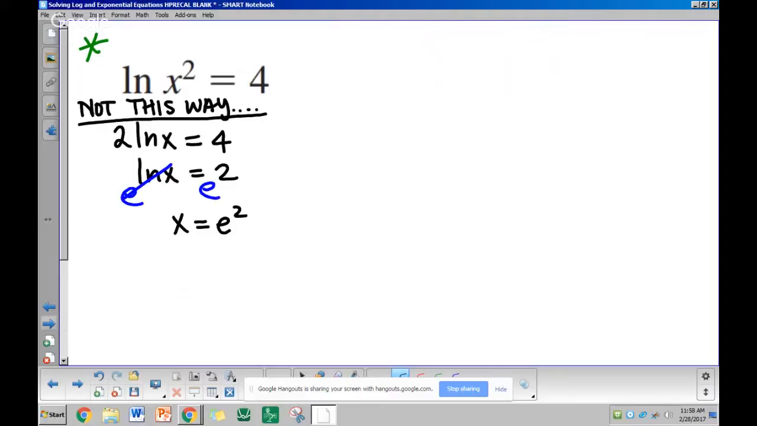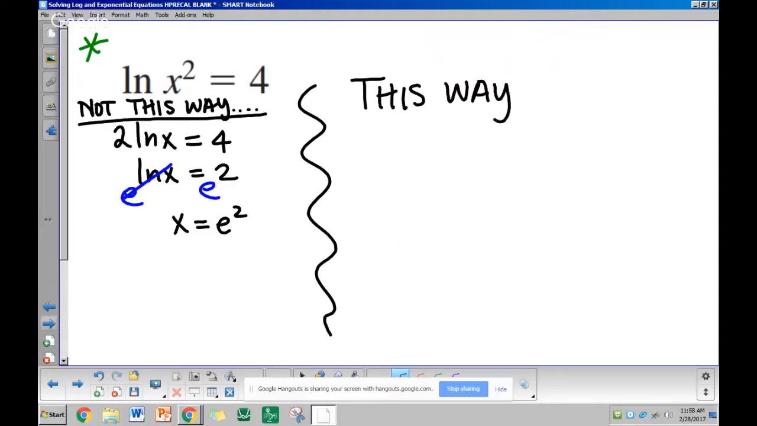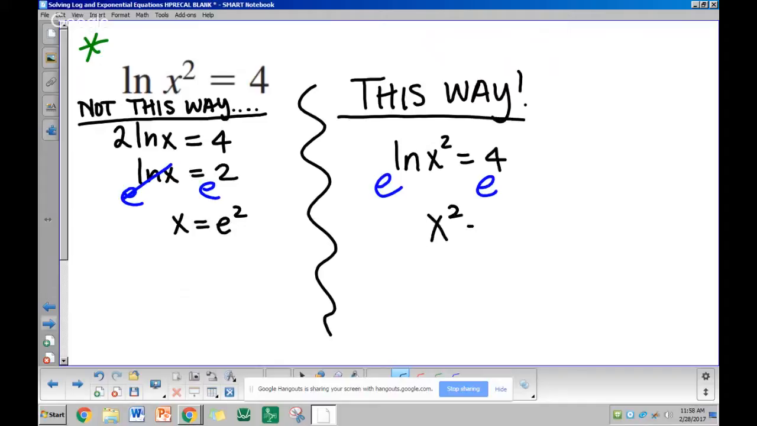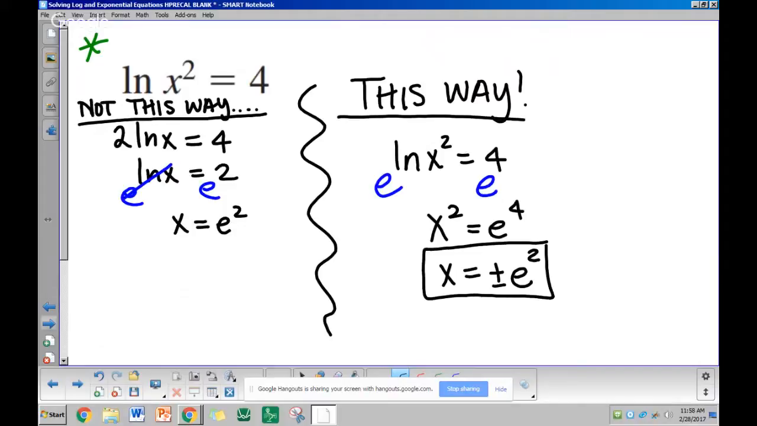Okay? But what happens if we, this is the way, right? This way. I'm going to put big letters. What happens here if we take natural log of x squared equals 4 and we exponentiate it right away? We get e to the 4th. x squared equals e to the 4th, and x will equal then plus or minus e squared. Which the negative works in here.